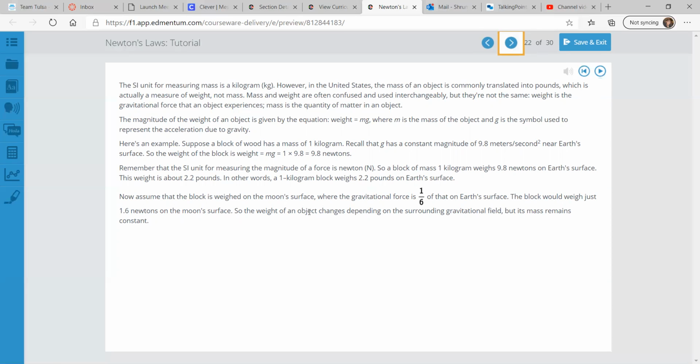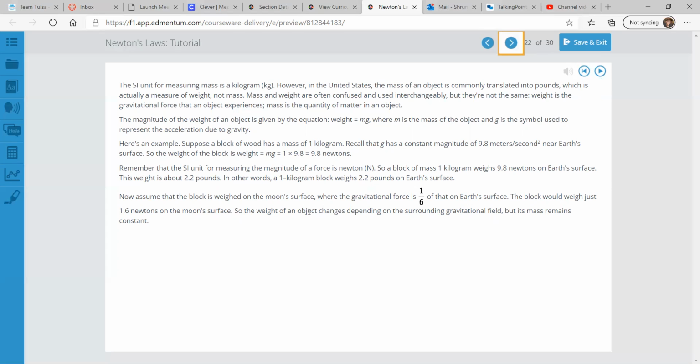So take this example. There's a block of wood with a mass of 1 kilogram. g equals 9.8 meters per second squared near Earth's surface. So the weight is just mass times the acceleration due to gravity, 1 times 9.8. And that gives you newtons. Remember that the SI unit for measuring the magnitude of a force is newton. A block of mass 1 kilogram weighs 9.8 newtons on Earth's surface.